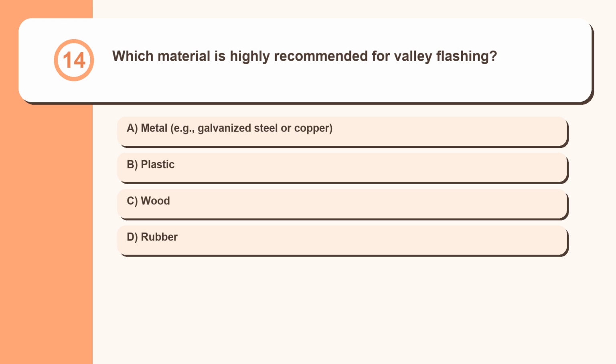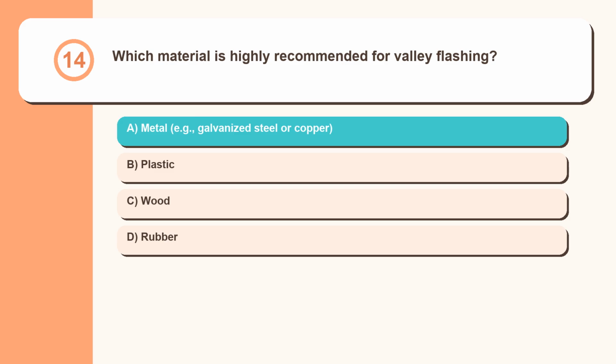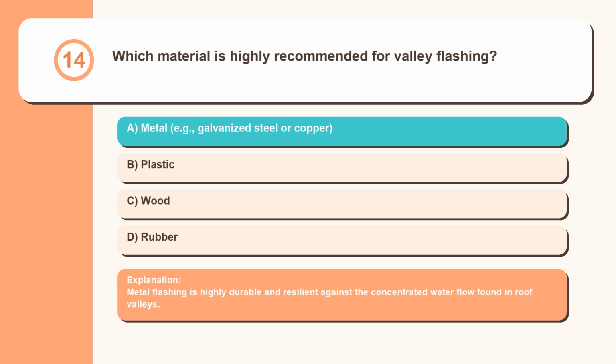Question 14. Which material is highly recommended for valley flashing? Metal, example galvanized steel or copper. Plastic, wood, rubber. Metal flashing is highly durable and resilient against the concentrated water flow found in roof valleys.